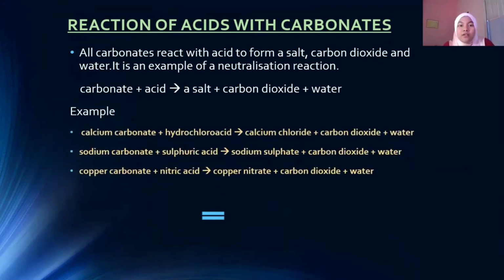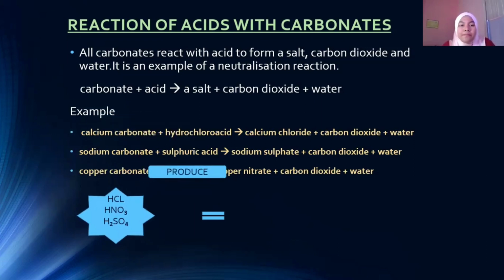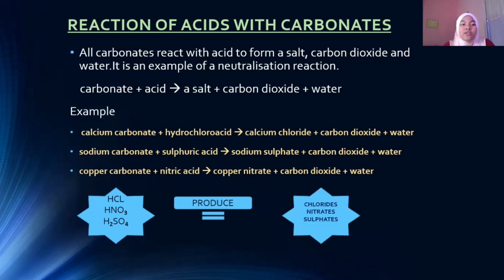Calcium carbonate plus hydrochloric acid will produce calcium chloride plus carbon dioxide plus water. Next, sodium carbonate plus sulfuric acid will produce sodium sulfate plus carbon dioxide plus water. And the last one is copper carbonate plus nitric acid will produce copper nitrate plus carbon dioxide plus water. So we can conclude that HCl, which is hydrochloric acid, will produce chlorides, and nitric acid, HNO3, will produce nitrates, and H2SO4 will produce sulfates.